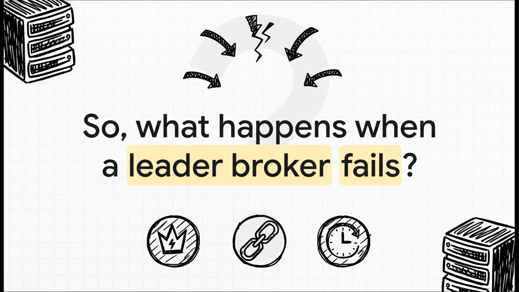But it does leave us with one last, really interesting question. We know a follower takes over when a leader fails. But how? How does that election happen? How does the whole system stay consistent during that switch? Well, that's a story for next time.